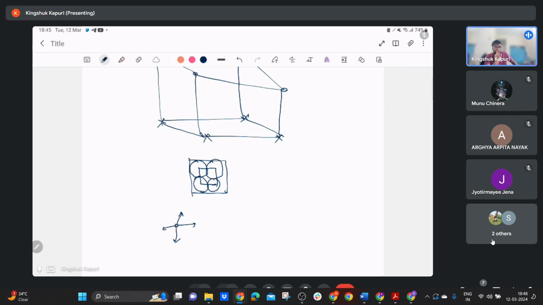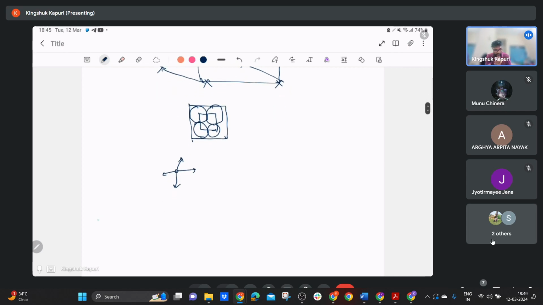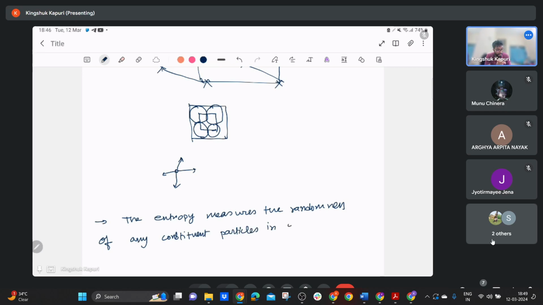This term we call entropy. Entropy basically measures the randomness of constituent particles in every possible direction. I will write this exact definition for you: entropy measures the randomness of any constituent particles in every possible direction.